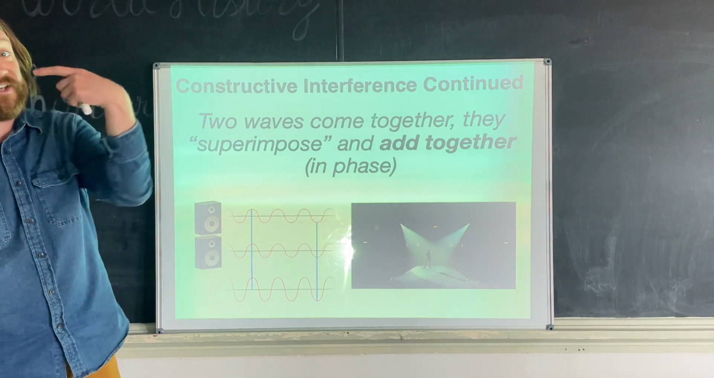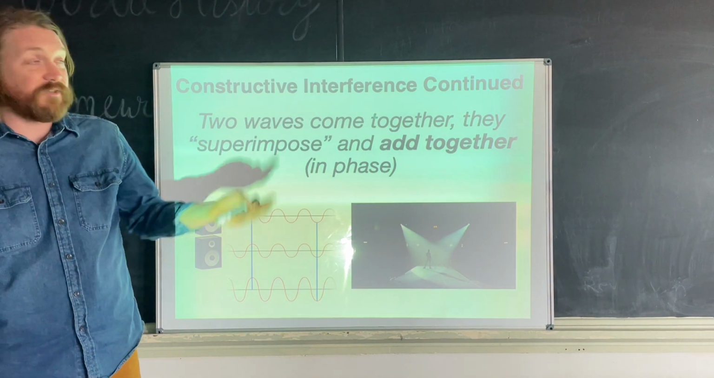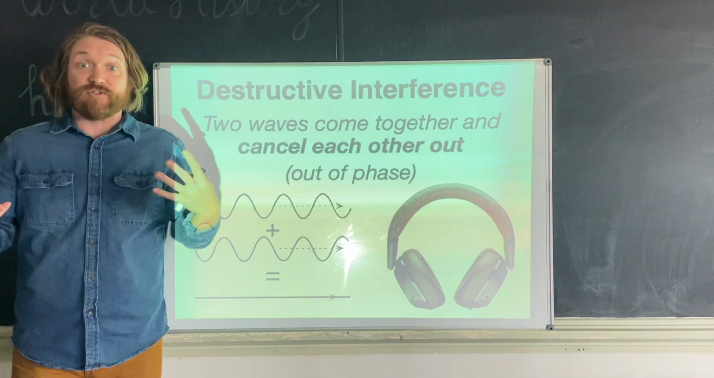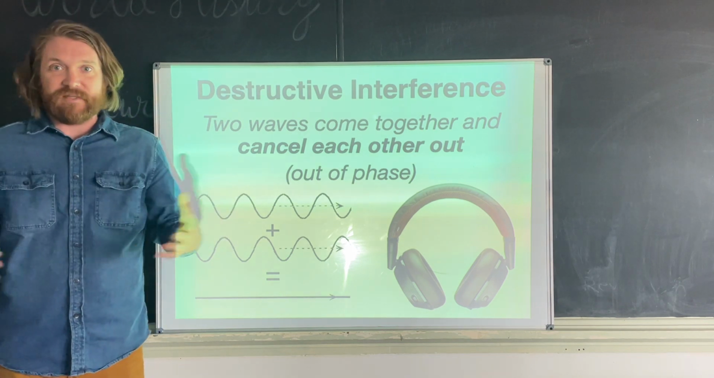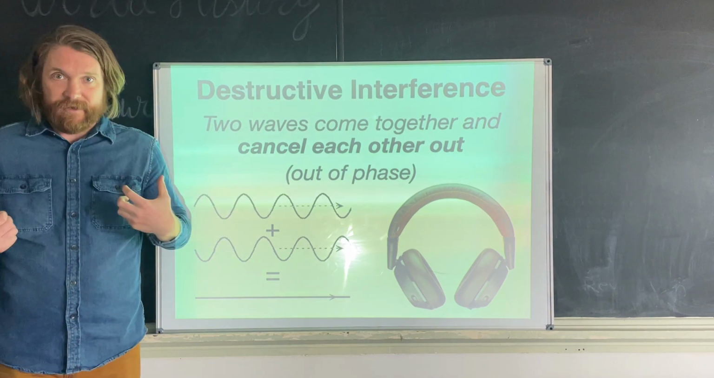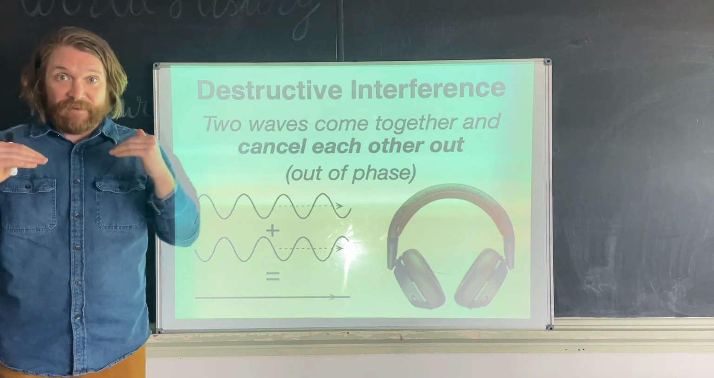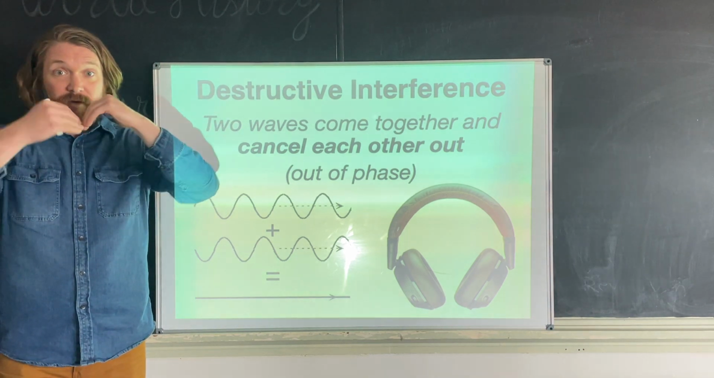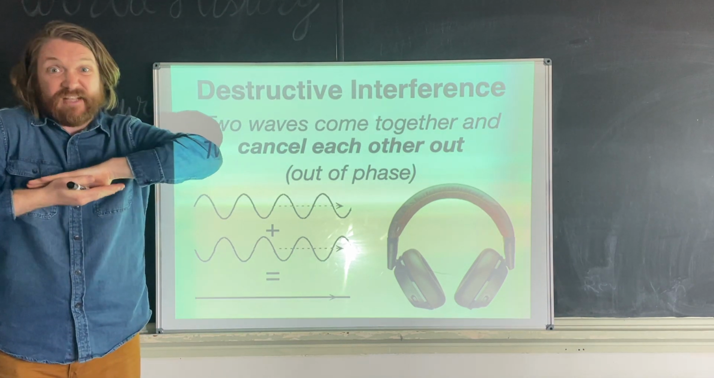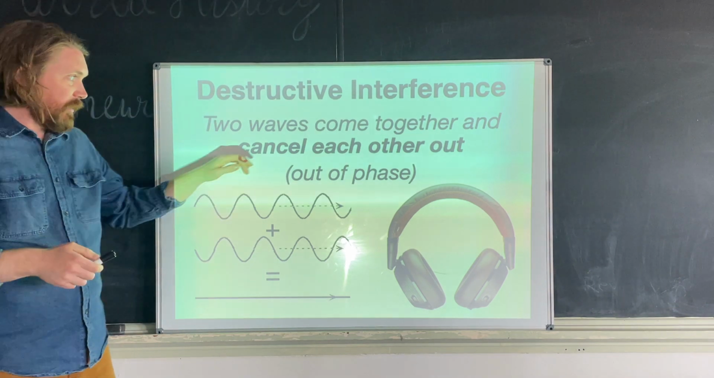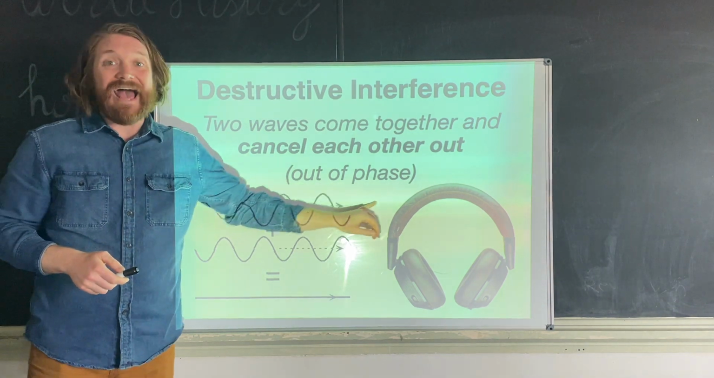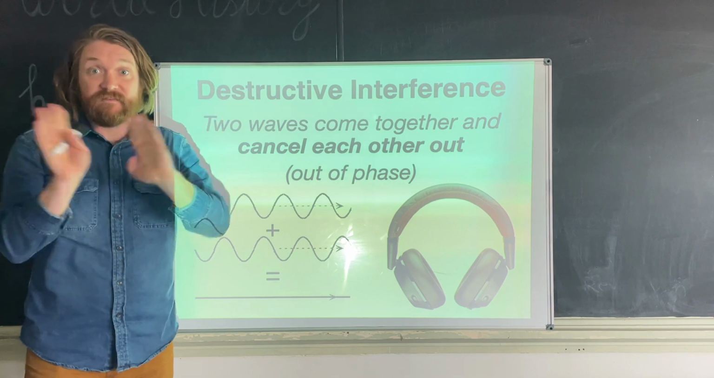Now, if we have constructive interference, the opposite of constructive is destructive. And I'm sure you know what that means. This means to destroy, to tear down. This is what happens when two waves come together, like this, and cancel each other out. We say that the waves are out of phase. They're not in phase with each other.